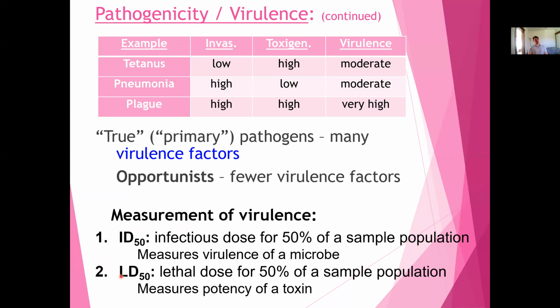Then you also have LD50. I'm sure many of you have seen this before. This is the lethal dose for 50% of the sample population. It is the number of organisms that is required to kill 50% of the hosts. So this is a measure of the potency. LD50 measures the potency of a toxin, whereas ID50 measures the virulence of a pathogen.